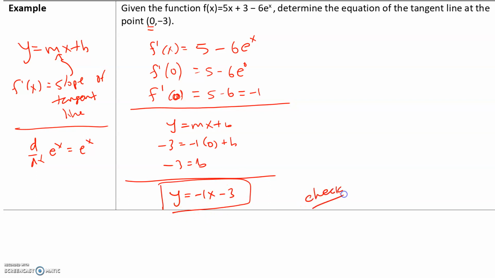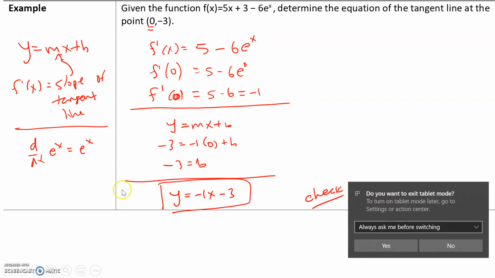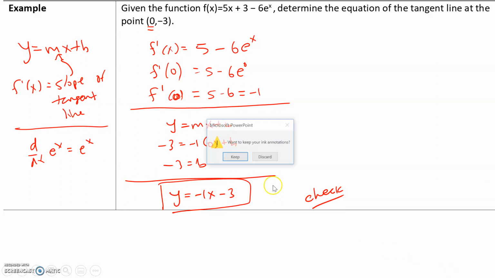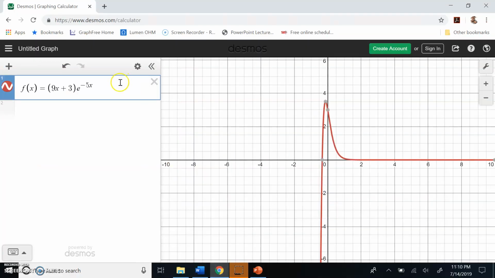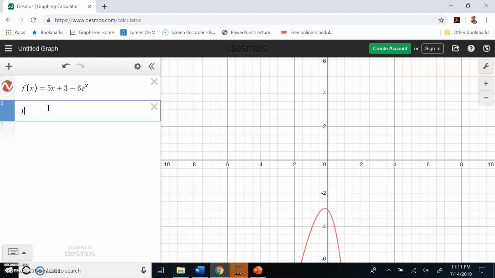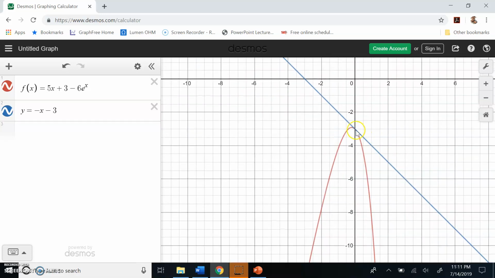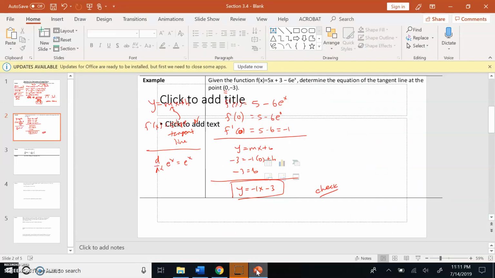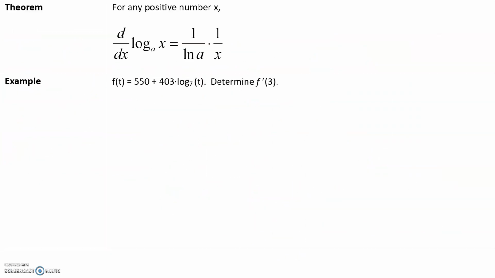And once again, we could and we should check our answer using Desmos. So let me show that real quick. We have to graph two things here. First, we have to graph the original function. The original function is f of x = 5x + 3 minus 6e to the x. And the tangent line we said is y = negative x minus 3. At the point (0, -3), the tangent line is negative x minus 3. So it's going to hit that graph at the point (0, -3). So this looks correct. And once again, on exams, you should always be checking your work.